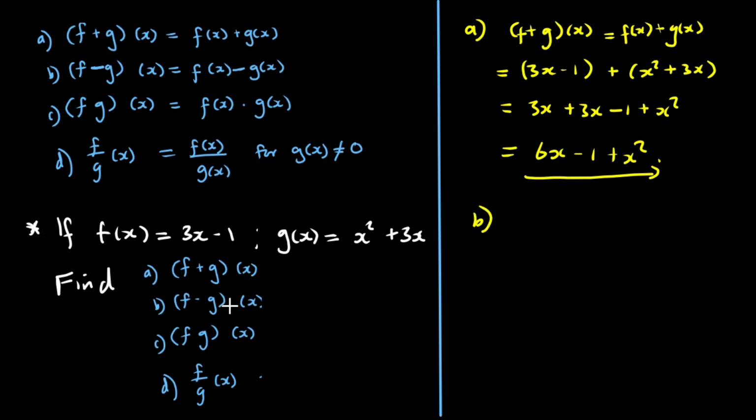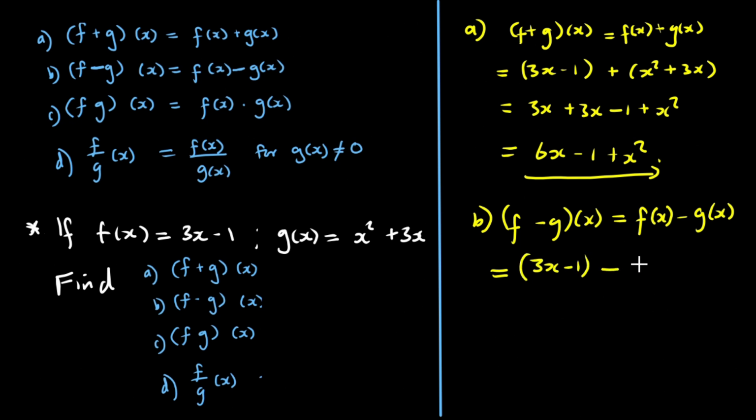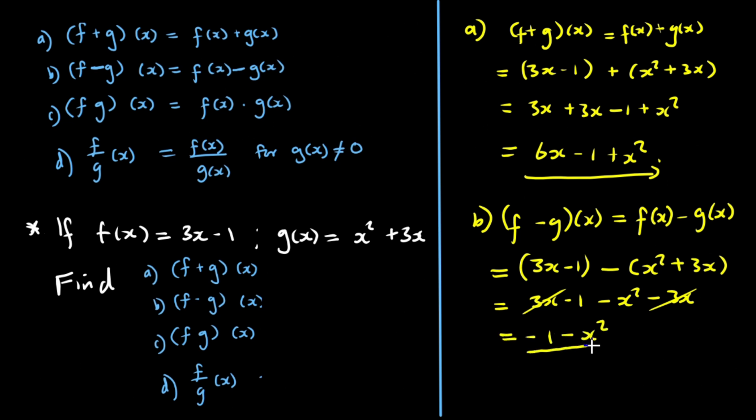If we go to the second one, we would say, okay, f minus g of x is supposed to mean f of x minus g of x. So we come here and we take our f of x, which is 3x minus 1, and we subtract our g of x, which is x squared plus 3x. Then when we are subtracting, we really need to be very careful there. The negative is going to distribute into everything inside. So 3x minus 3x will go away, and we'll be left with minus 1 minus x squared. So that's what we do when we are dealing with these questions.